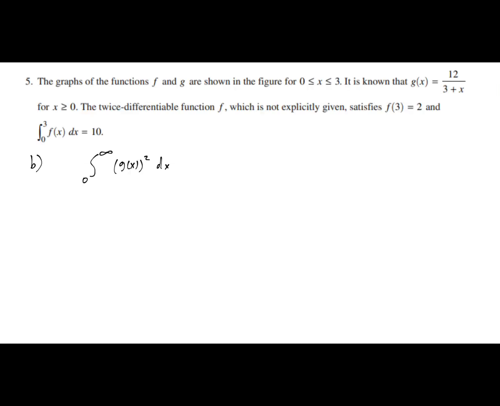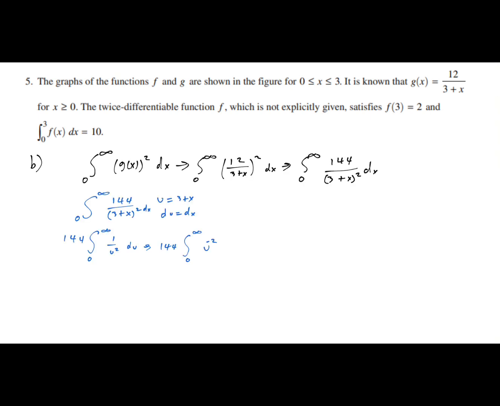Now for question B, it is asking to evaluate the integral from 0 to infinity of g of x squared dx. For these next steps, I replaced g of x, which equals 12 over 3 plus x, and then I squared the top and the bottom, so 12 squared is 144, and I left 3 plus x squared.